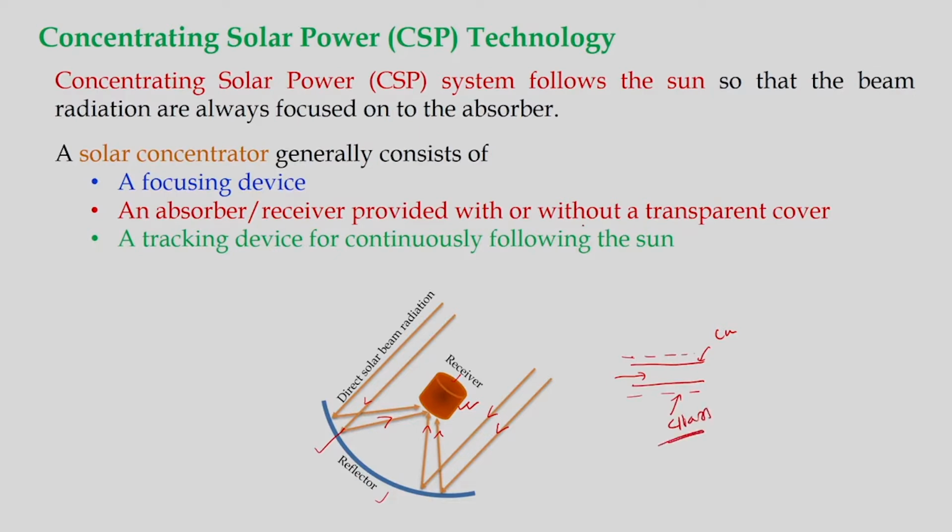That is why it is said with or without transparent cover, and of course, we need a tracking device for continuously following the sun. In case of a flat plate collector, that kind of system is not required. That is installed in a location based on the phi value or latitude value, and that is fixed throughout the year. But in case of a concentrating collector, we need to rotate the device to capture solar radiation throughout the day.